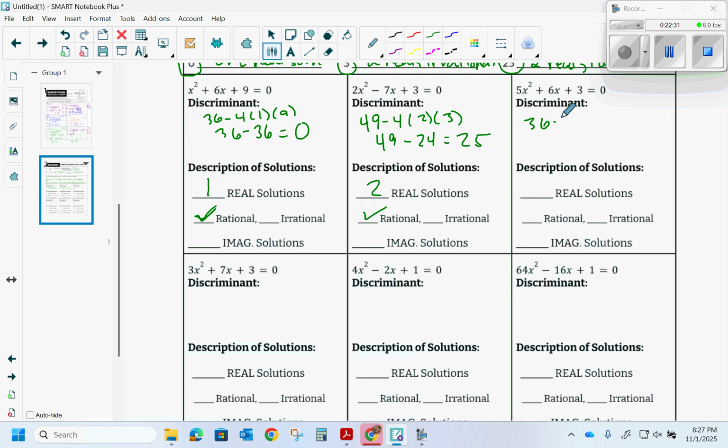B squared minus 4 times a times c. Okay, 36 minus, let's see, 15 times 4 is 60. That answer is negative. So these are two imaginary solutions, and those are not going to be rational or irrational. They're imaginary. Remember, those are two separate number systems. Real numbers and imaginary numbers are totally separate.